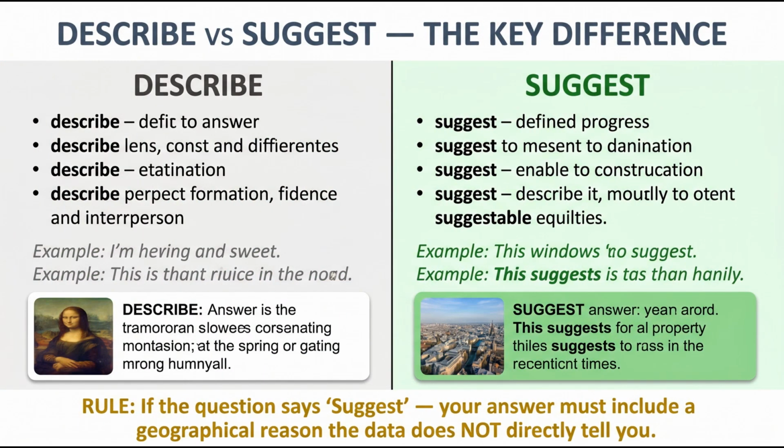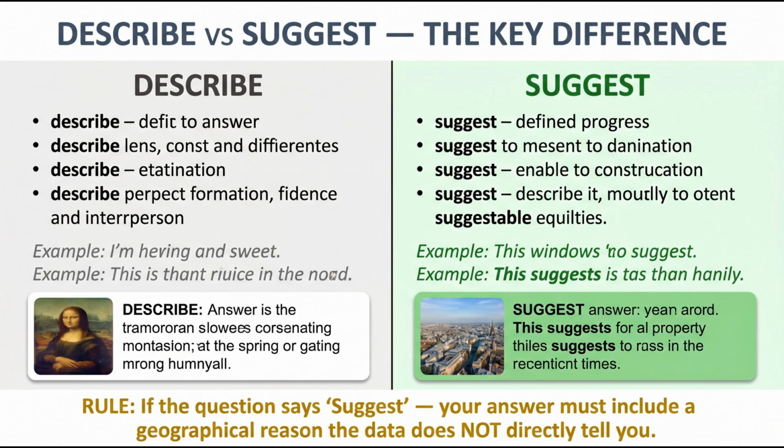Let's go deep on describe versus suggest one more time, because this is the one that catches students most often. Look at both columns on screen side by side. Describe stays inside the data. You report what you can see or what the graph shows. Your answer uses words like the graph shows, the photograph shows, the data indicates. Suggest goes outside the data. You use what you can see to infer a geographical reason or conclusion. Your answer uses this suggests or this may be because.